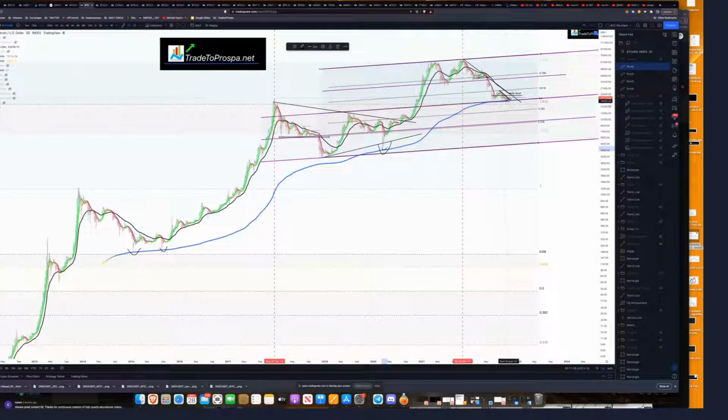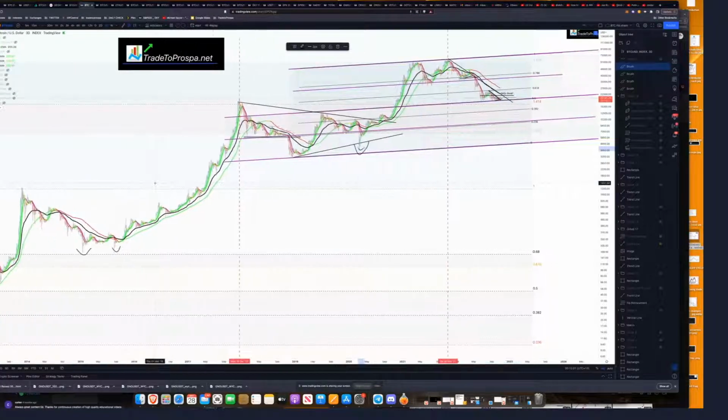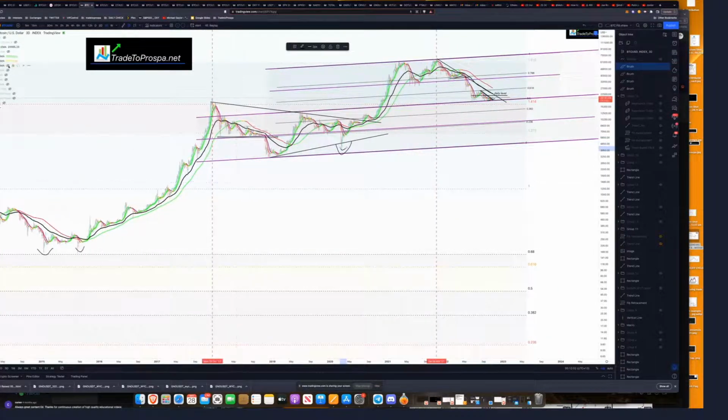That's what I've noticed. Now, the other part to this is if I was to add 200 weekly moving average, let's just put that back. There's the 200 dailies. Where are we? I thought I had it. Okay. Where's my blue line? Okay. Oh, there it is.